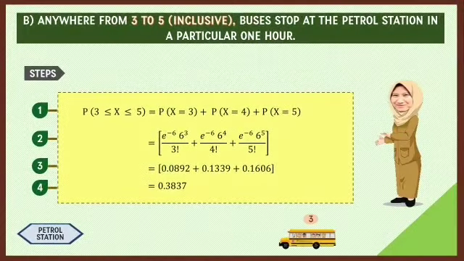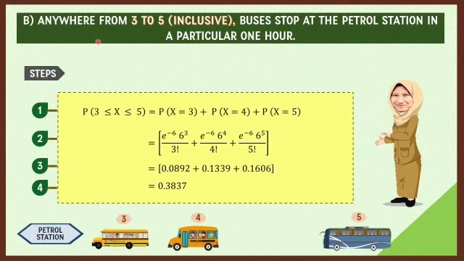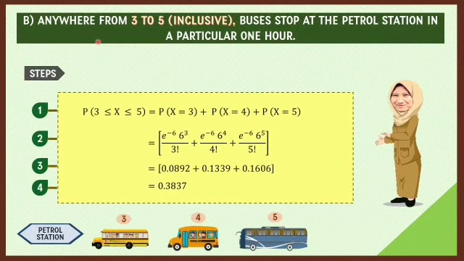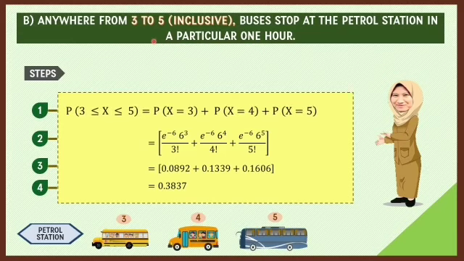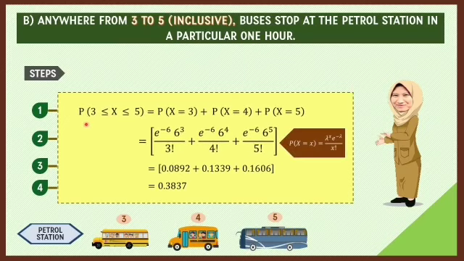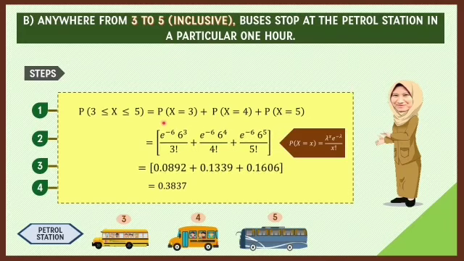For question B, it is similar to before, only the probability asked is different, which is anywhere from 3 to 5 inclusive, meaning that 3 and 5 are included too. So we can write it as probability 3 less than or equal to x less than or equal to 5 is equal to probability when x is 3 plus 4 plus 5. And then you can use the formula to solve this and you will get 0.3837 for the last answer.